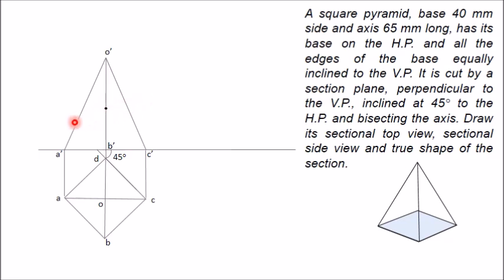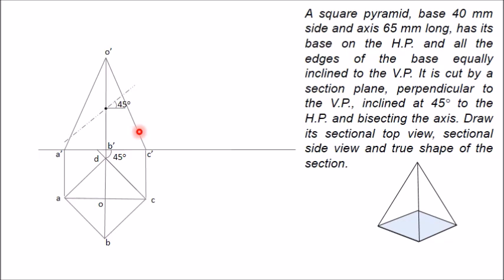From the middle point draw a line at 45 degrees, which will be the section line. So I have drawn one line which is the section line. It is inclined at 45 degrees from the XY line. Now this plane is cutting these different edges of the pyramid.